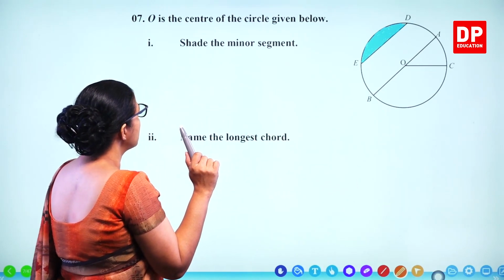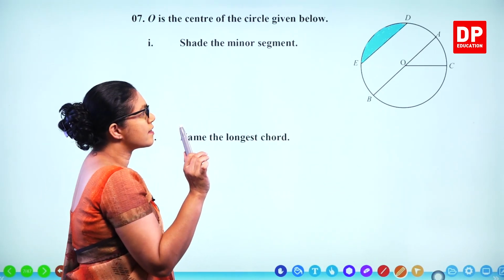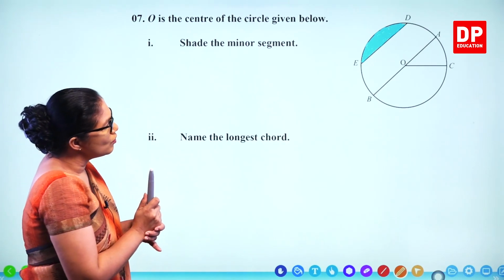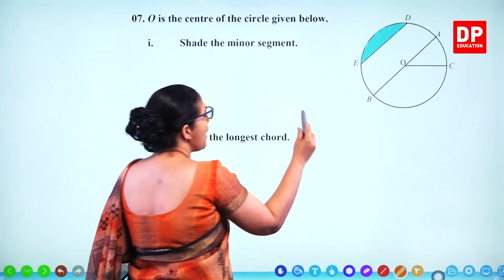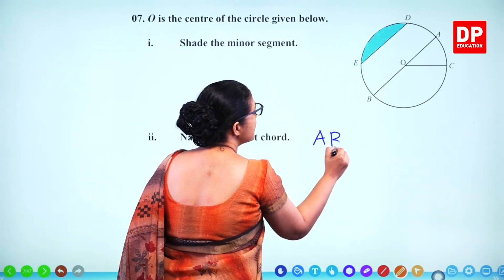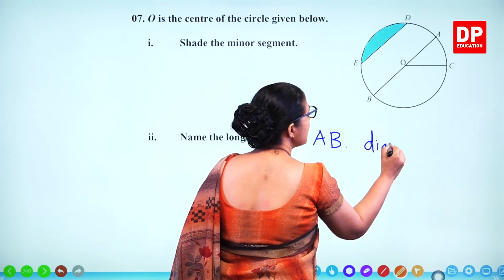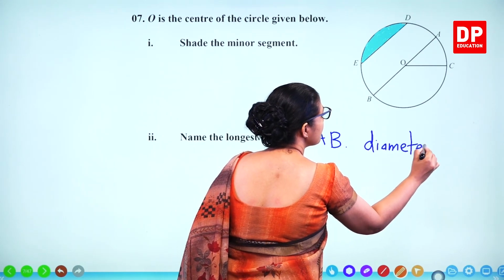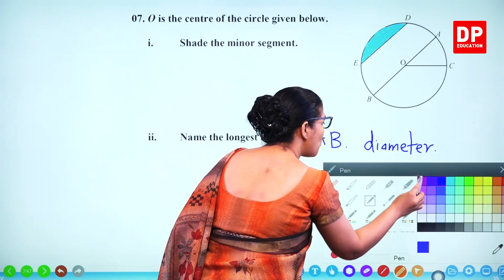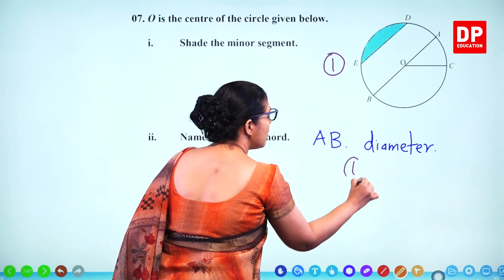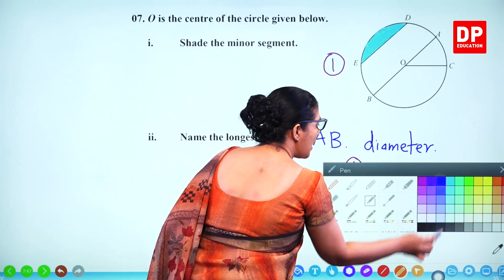minor segment. Name the longest chord. What's the longest chord? That's the diameter. So which one is diameter? AB. AB is the longest chord. That's called AB diameter. So you get 1 mark each. Shading part 1, 1 mark for AB.